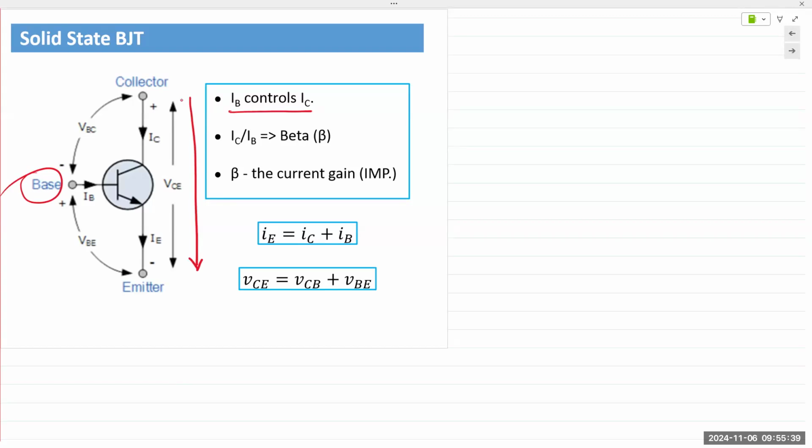For a FET and for MOSFETs, the gate current was 0. Here, IB is not quite 0, but it still is very small. And typically, it's in the microamp range. The ratio of IC and IB is known as beta, and it's the most important parameter for a BJT. Most important parameter. It is specified on the spec sheet.